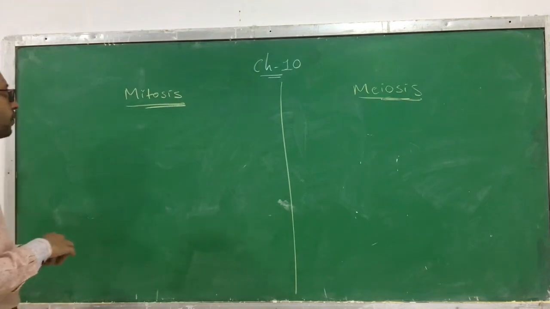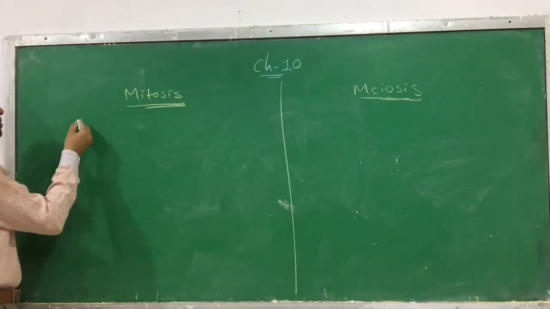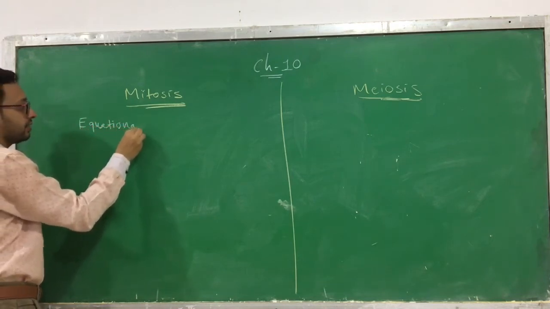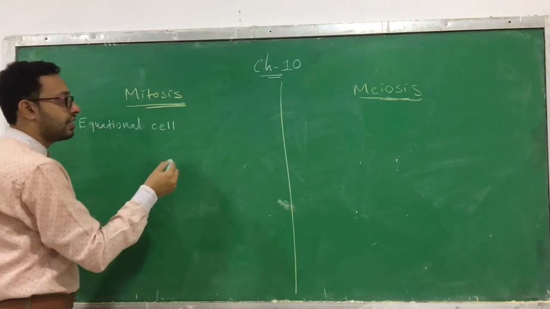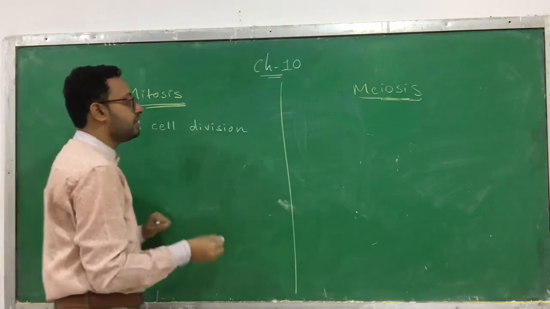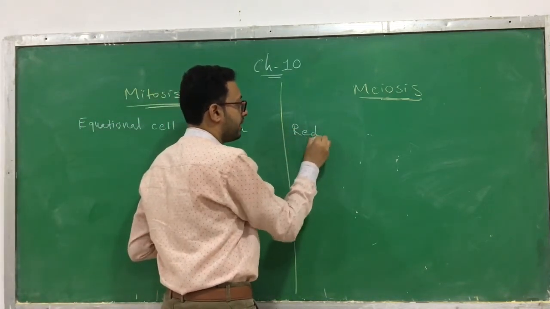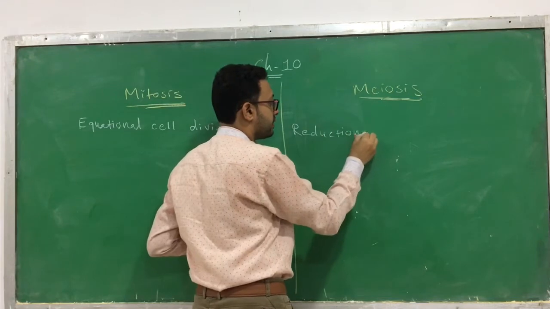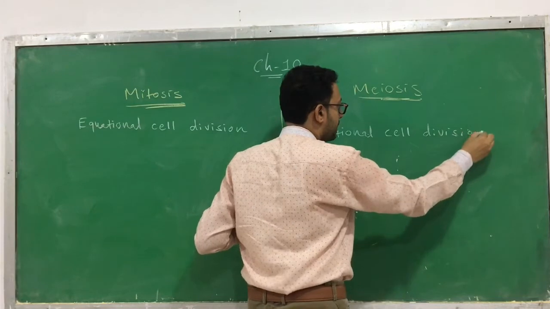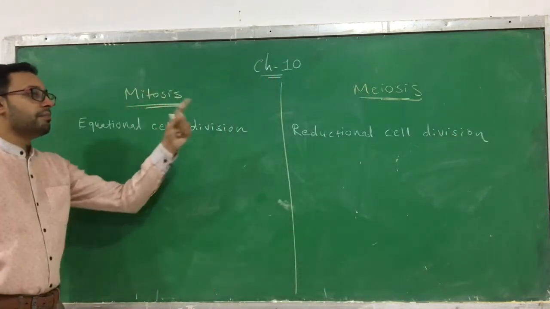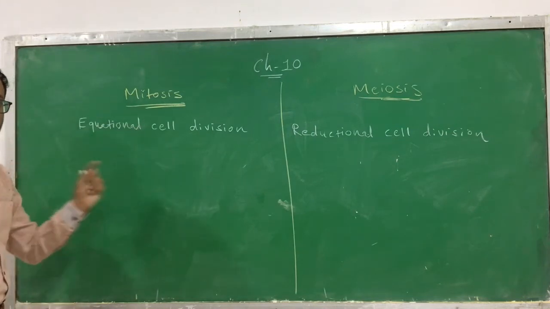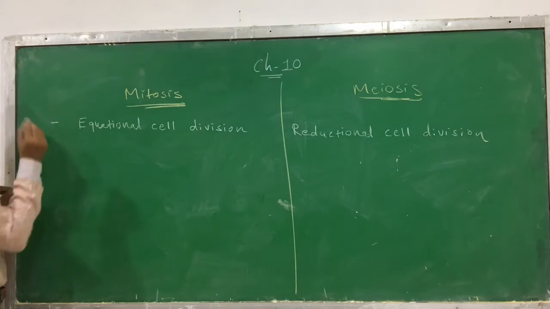So what is called mitosis? Another name for mitosis is equational cell division, whereas meiosis is called reductional cell division. Clear? These are the other names. Mitosis is called equational cell division, meiosis is called reductional cell division. Why we call this, we will discuss during the differences. This is the first difference.